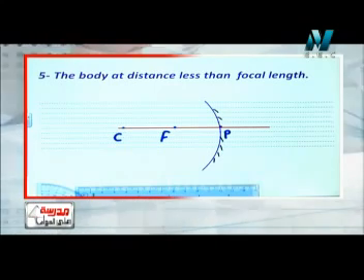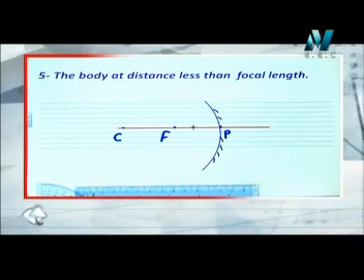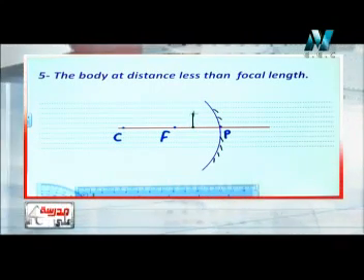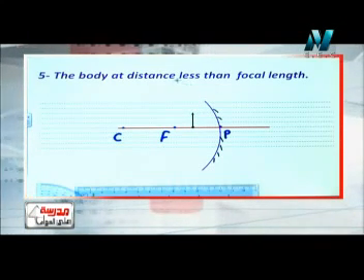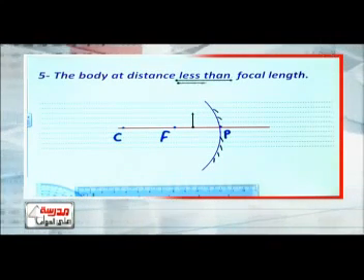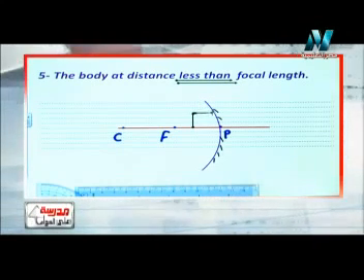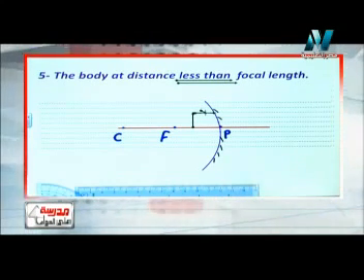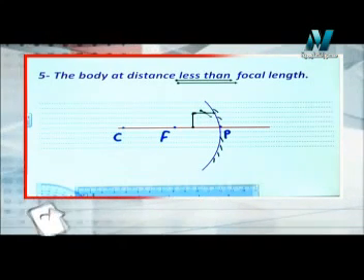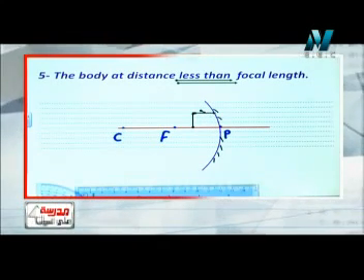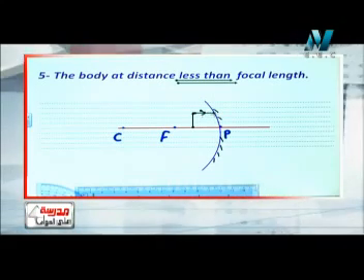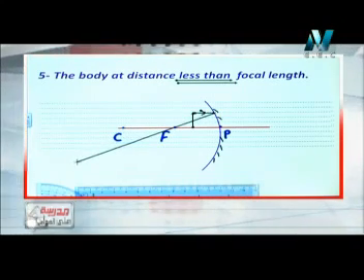Then we can use rule number 1. The object here is between F and P because it said less than the focal length. Okay. So the first light ray is parallel to the principal axis, and we know any light ray parallel to the principal axis will reflect through the focus like that. Okay.